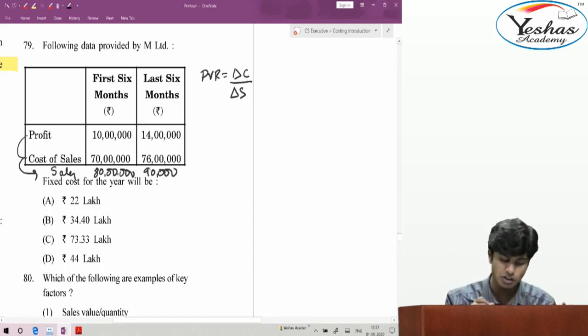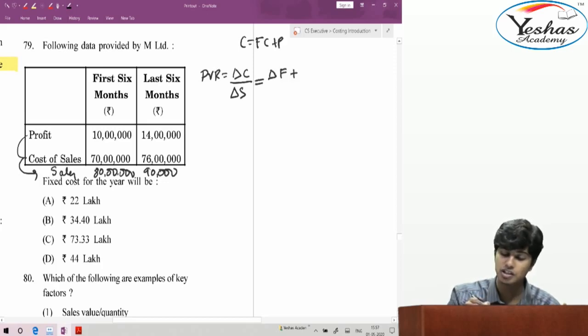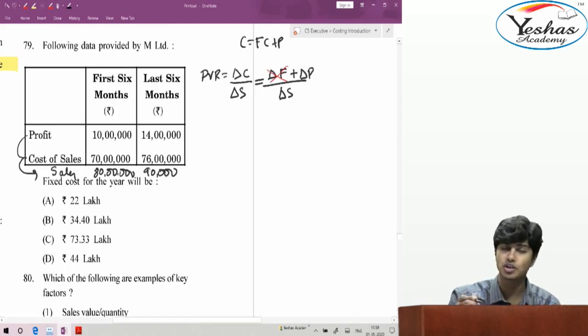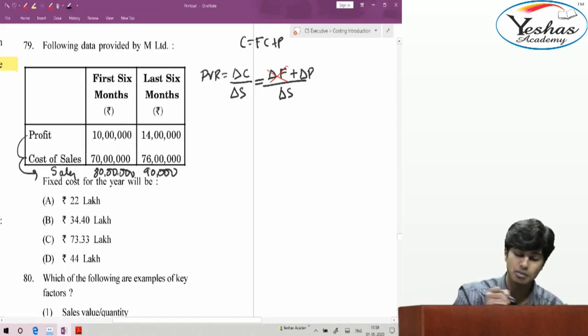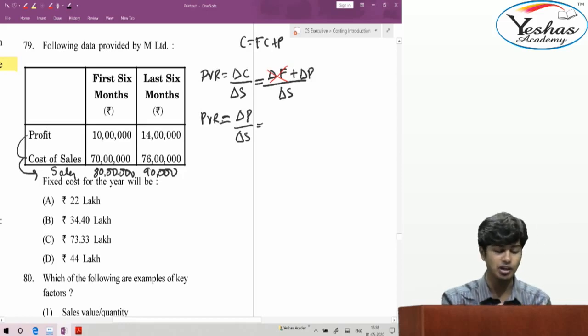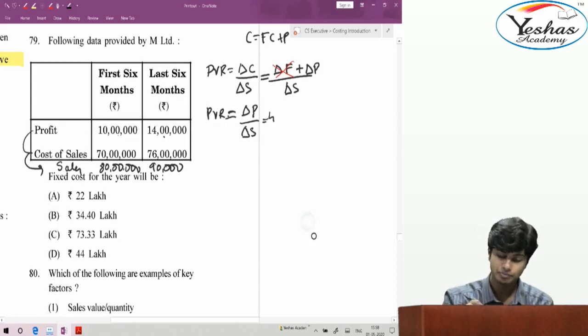Now PVR will be change in contribution. We know contribution is equal to fixed cost plus profit. Correct or not? Can I write change in fixed cost plus change in profit divided by change in sales? Fixed cost, as we've always learned, remains constant and doesn't vary with the level of production. So fixed cost can't vary. So the ultimate point I'm trying to tell you here is that profit volume ratio is change in profit divided by change in sales. So how much is the change in profit here? 10 lakh to 14 lakh, 4 lakh. My profit changed by 4 lakh.